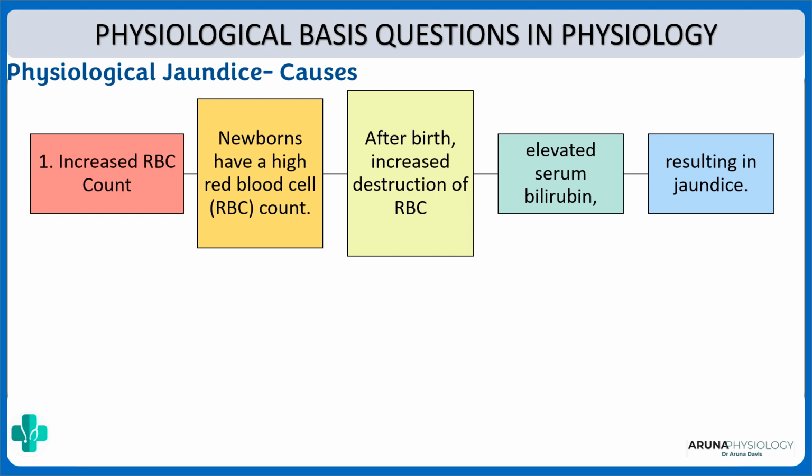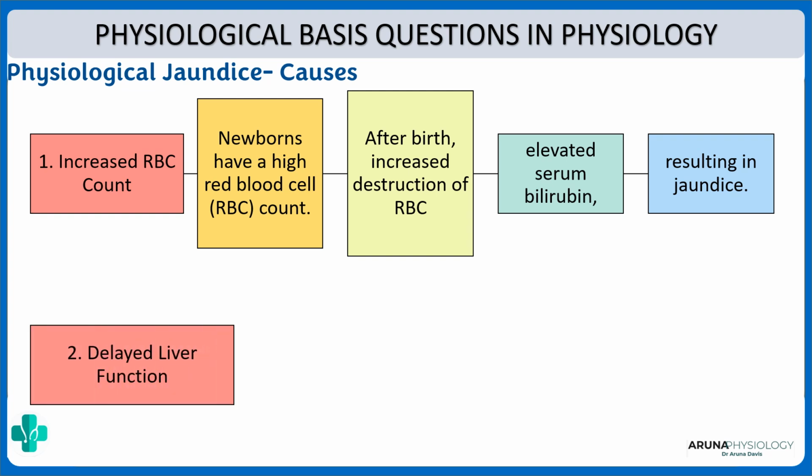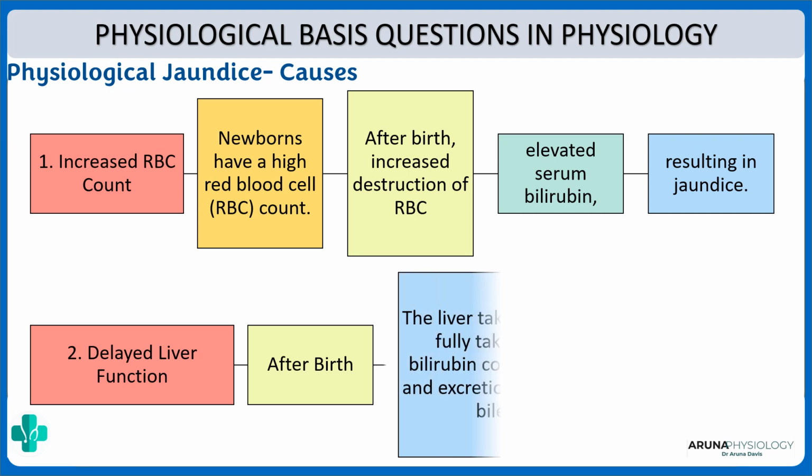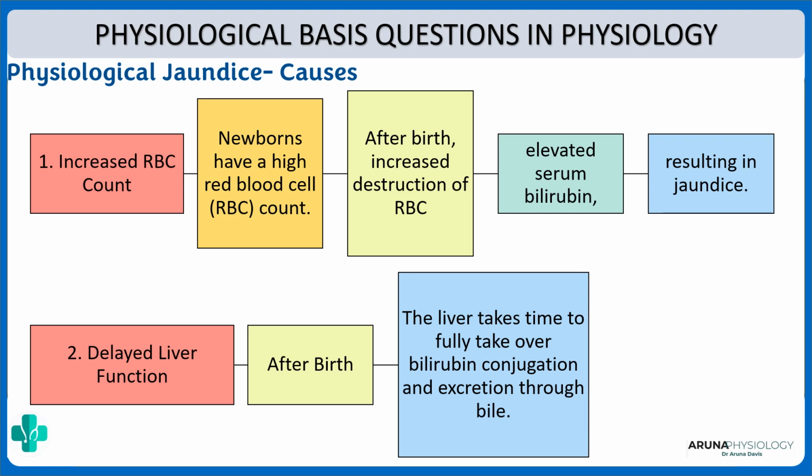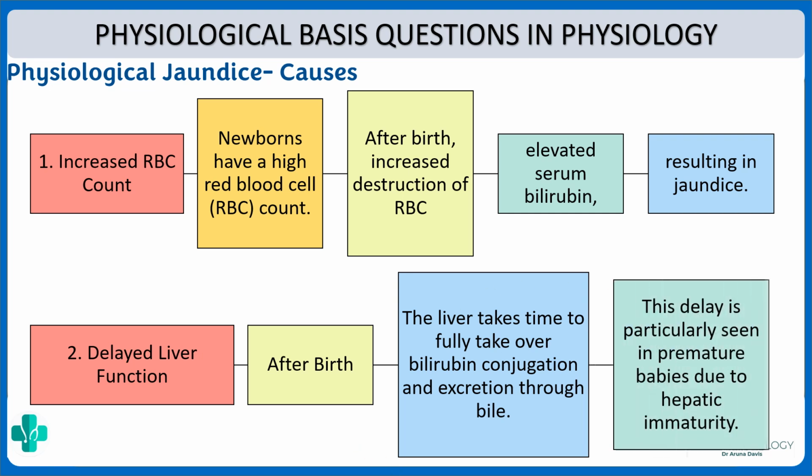So one cause for physiological jaundice is increased RBC count. Secondly, their liver is also immature. So there is a delayed liver function, and thus after birth when all this bilirubin reaches the liver, it is not able to handle it. The liver takes time to fully take over the bilirubin conjugation and excretion through the bile. And thus this delay is especially seen in premature babies due to hepatic immaturity. So this delay of liver function is another reason for physiological jaundice. So there are two reasons: one, increased RBC count, and second, delayed liver function.